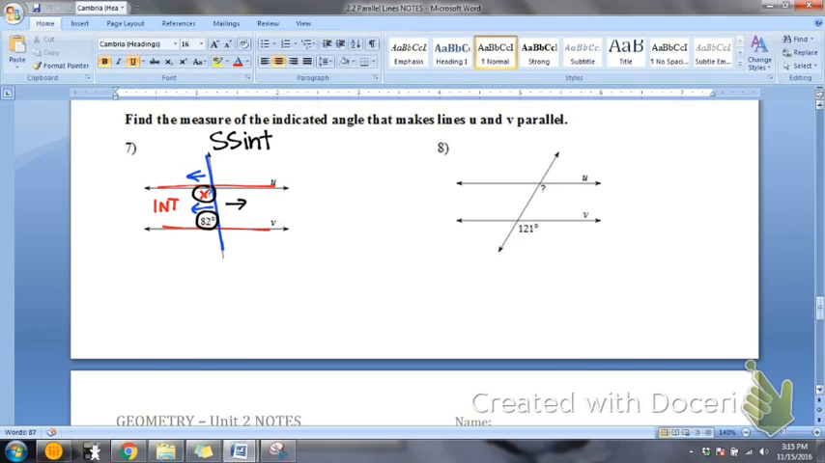Okay, so if they are same side interior, look at your list. Same side interior do what? Equal to 180, right? So I'm going to set x plus 82 equal to 180.